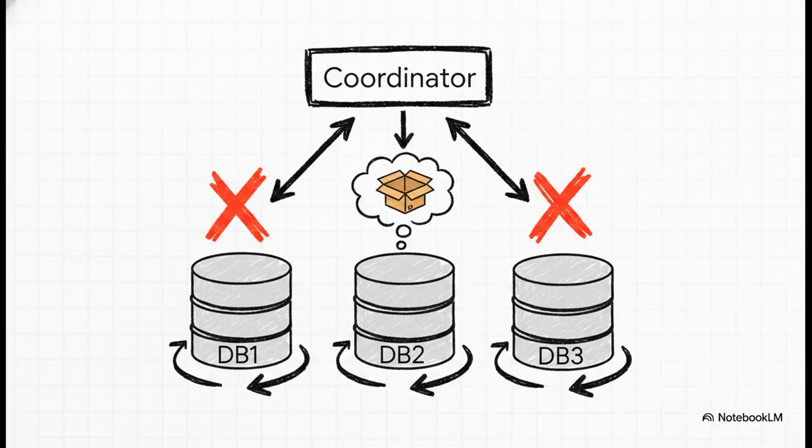If a database participant times out during phase 1, or if it checks its constraints and just votes no, maybe because, hey, inventory ran out, the system is perfectly safe. The coordinator simply says, okay, we don't have unanimous consensus, and sends an abort command in phase 2. Everything rolls back, no harm, no foul. Our atomicity is completely maintained.